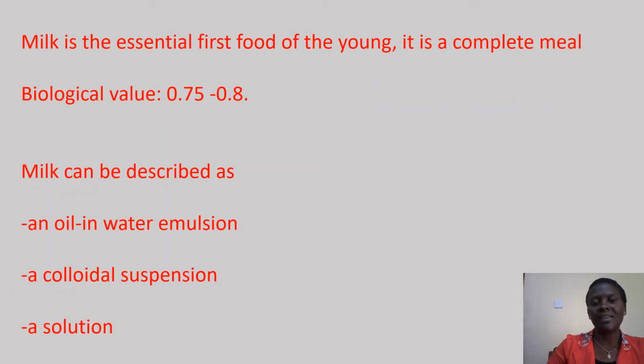Milk is the essential first food of the young, and it is a complete meal. It contains all the nutrients that are named with food, and that makes it very complete. You can see that a young mammal can survive even up to 6 months feeding on milk alone from the mother.